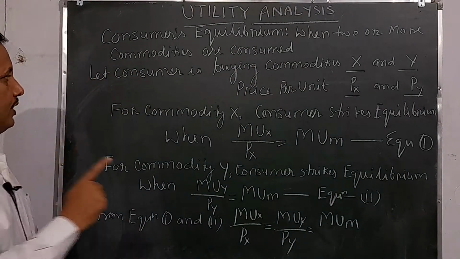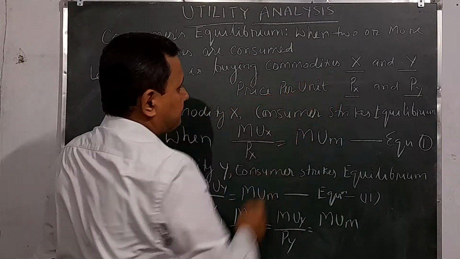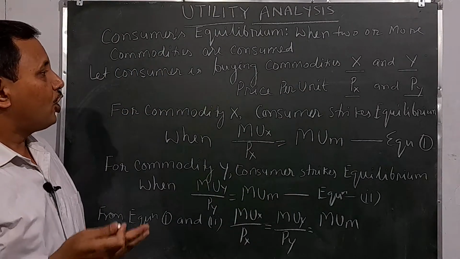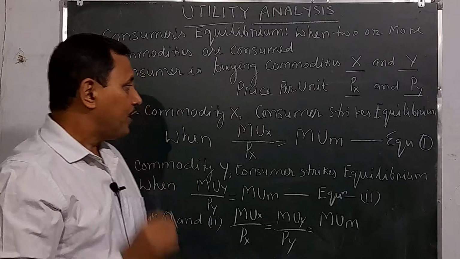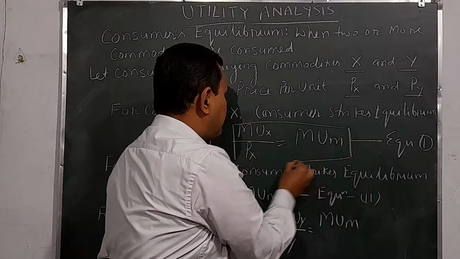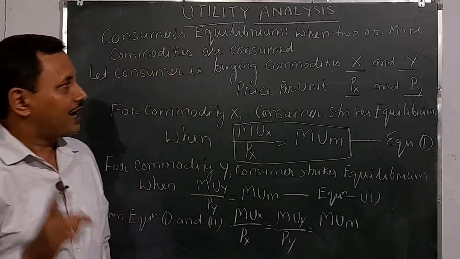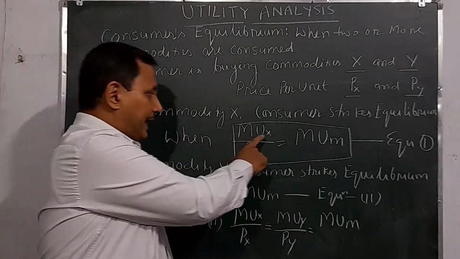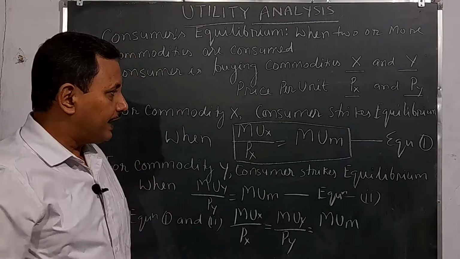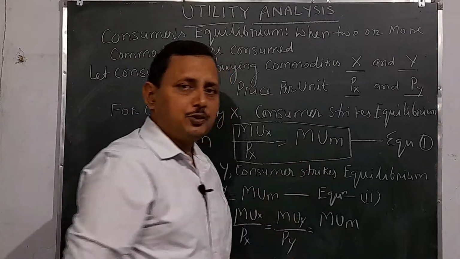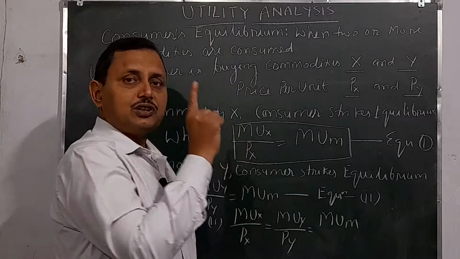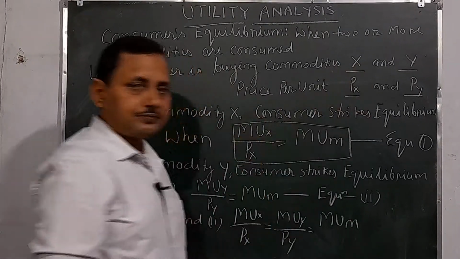Clear? Now for commodity X, the consumer will reach equilibrium when MUx by Px is equal to MUm, where MUx is the marginal utility of commodity X, Px is the per unit price of commodity X, and MUm is the marginal utility of money. So this is the condition of equilibrium in case of one commodity X. Let it be equation 1.